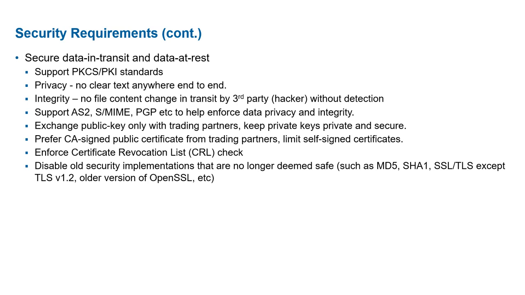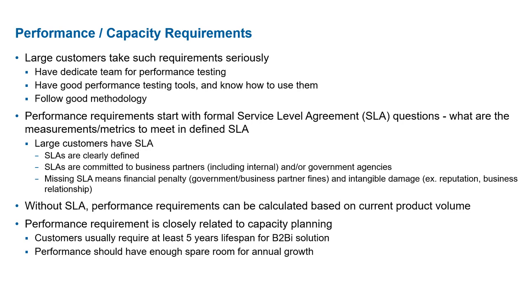Definitely prefer CA-signed public certificates from trading partners instead of self-signed ones. Enforce certificate revocation list, or CRL, checks. Disable outdated or insecure security implementations like MD5 or SHA-1, and older versions of SSL, TLS, or OpenSSL. So the key focus here is on implementing very robust encryption, digital signatures, and certificate-based authentication to ensure the confidentiality, integrity, and non-repudiation of data exchange between trading partners. Those are the key things from a security standpoint.